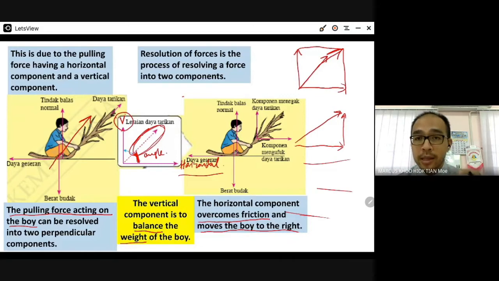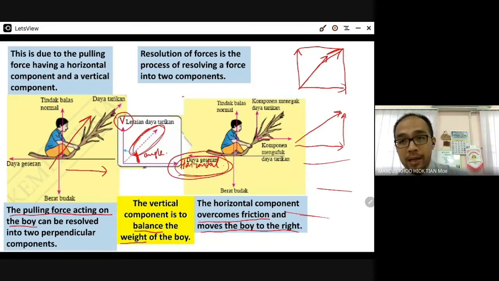So actually, what moves this boy forward is the horizontal component. That is what moves the boy forward. But of course, it has to overcome the frictional force, it must overcome the friction, to make sure that the boy is moving forward with an acceleration.